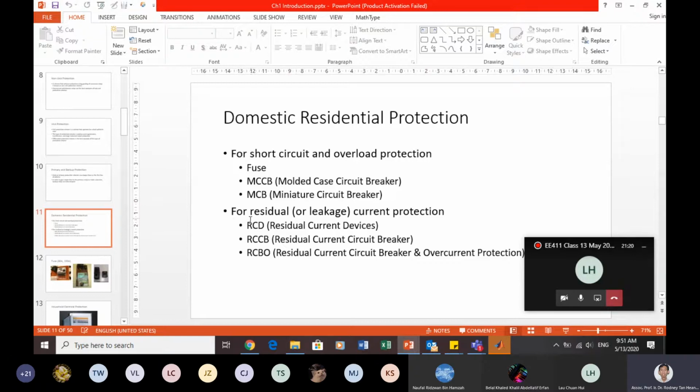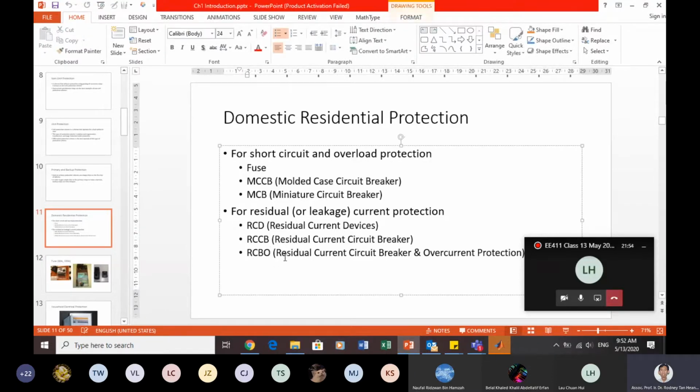So these are a few terms, you have to make it very clear. RCD, residual current devices, is the category name. It includes the RCCB, which is the one used in our houses, residual current circuit breaker. And then we also have the RCBO. RCBO is the combination of residual current circuit breaker plus overload current protection, which means RCBO is the combination of RCCB and MCB together in one device.